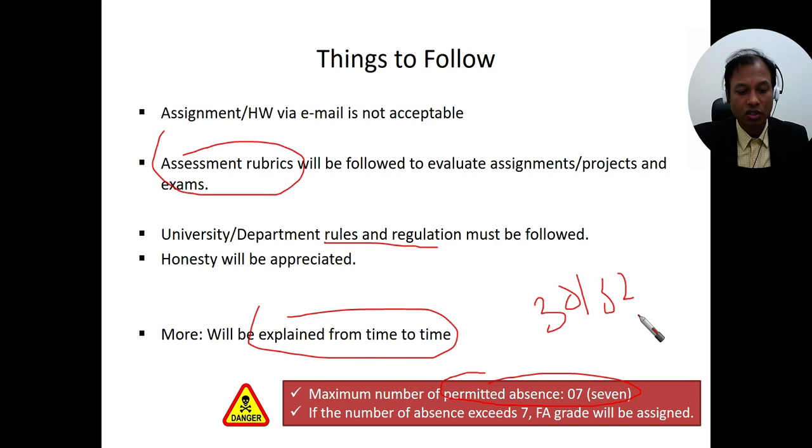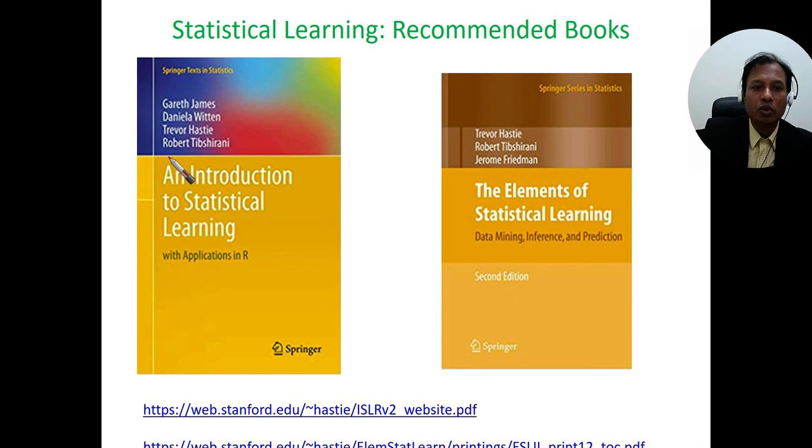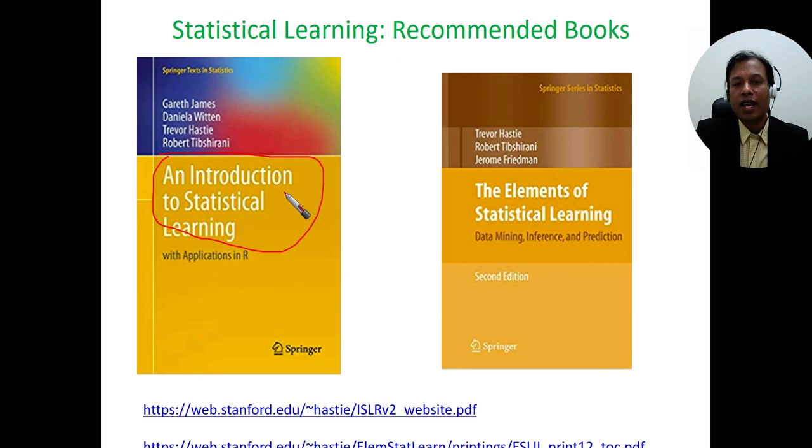This is the recommended book, An Introduction to Statistical Learning. James and colleagues are the great authors who developed these things. But this is the first time that I am offering this course in this university, under the name of a special topics course. It is not an undergraduate course, it is basically a graduate course, but I am trying to give this course at an undergraduate level.